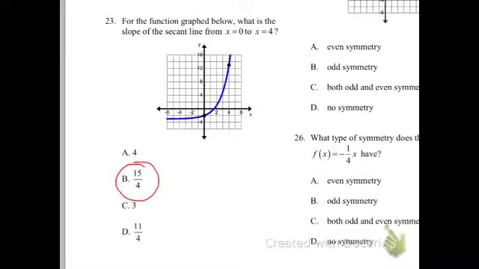So if you're in honors, the rest of these apply to you. If you're not in honors, then that was it.